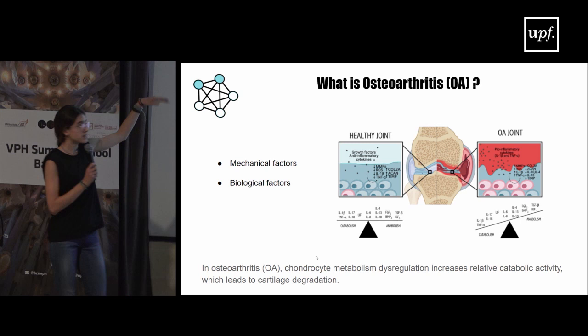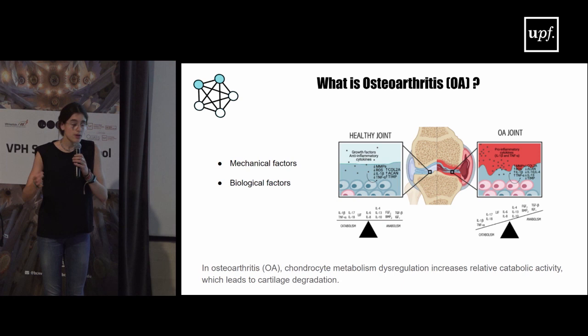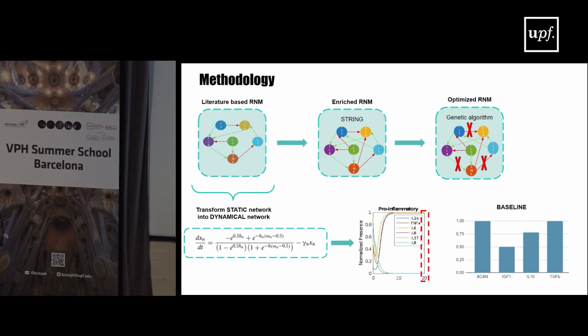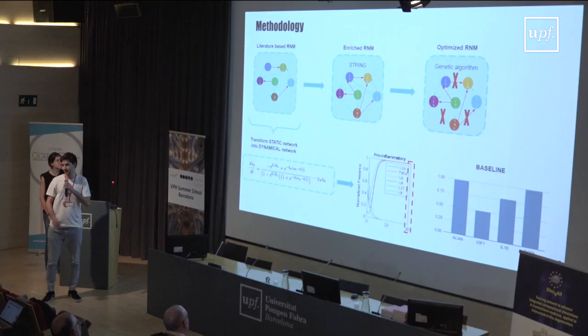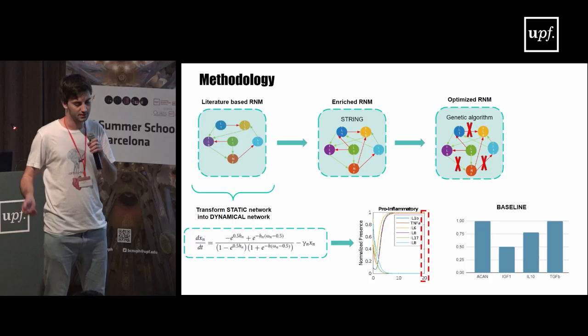This interaction between catabolic and anabolic molecules generates a network, causing activation and inactivation interactions. So our main goal was to generate a regulatory molecule network for understanding osteoarthritis disease. The first step of our hands-on was to build a regulatory network model. For that, we went to the literature and looked for the interactions between different proteases, structural proteins, and pain-related factors. From that data, we built a static model, like the one you can see here.